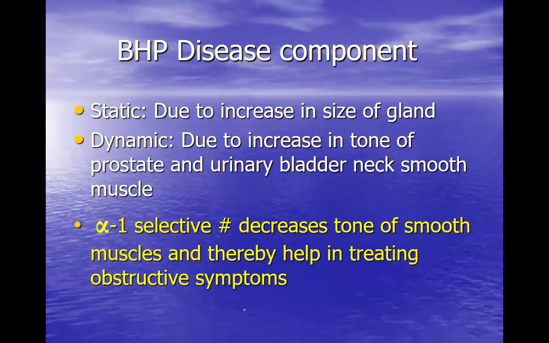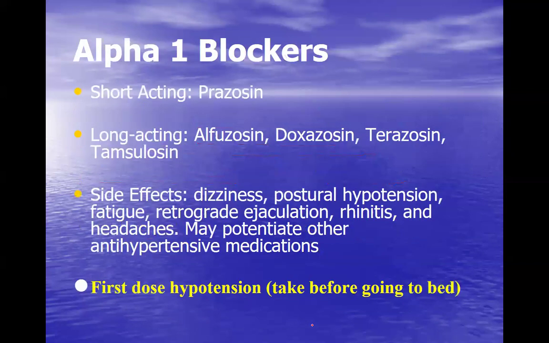Now, this disease has two components: one is the static component, the other is the dynamic component. The static component is due to an increase in the size of the gland, whereas the dynamic component is due to an increase in the tone of prostate and urinary bladder neck smooth muscles. So the alpha-1 selective drugs act on this dynamic component. They decrease the tone of smooth muscles, thereby helping to treat the obstructive symptoms.